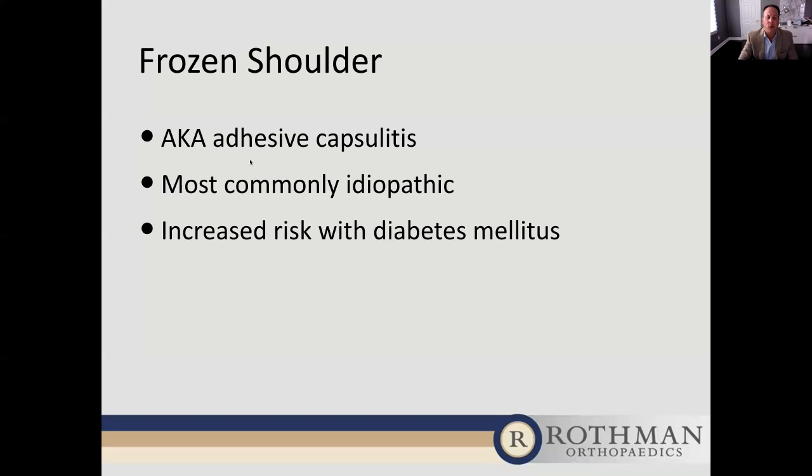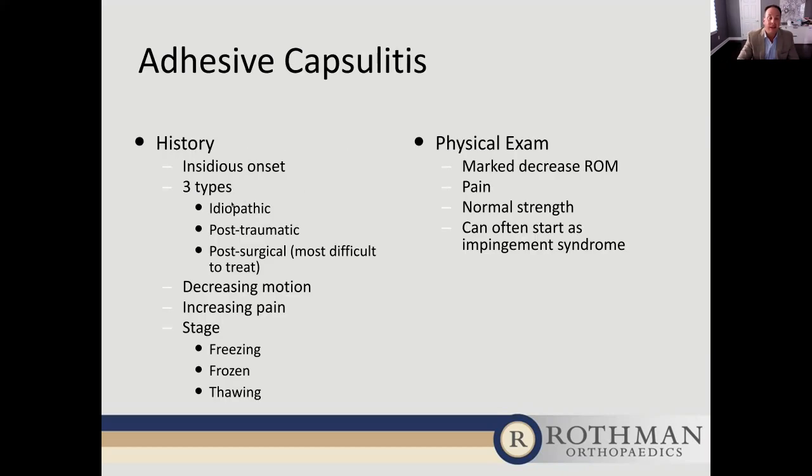Okay, let's talk about frozen shoulder, also known as adhesive capsulitis. It's most commonly idiopathic, meaning it just happens. It is increased with diabetes, and in the Mercer County area, it seems to be increased with women who are in the perimenopausal region of their life. Okay, it's an insidious onset. It can be idiopathic. It can be post-traumatic, for example, if somebody falls on their shoulder or has a rotator cuff tear and traumatizes their shoulder, or post-surgical, where somebody just gets stiff after surgery for whatever reason, their body responds poorly to the surgery.